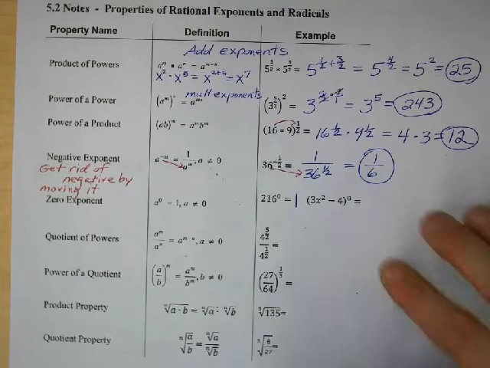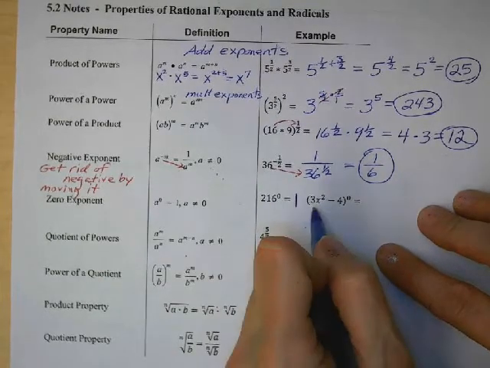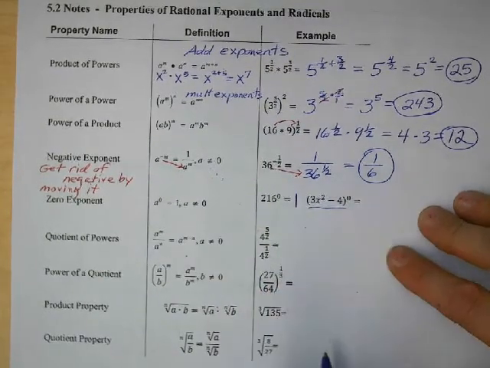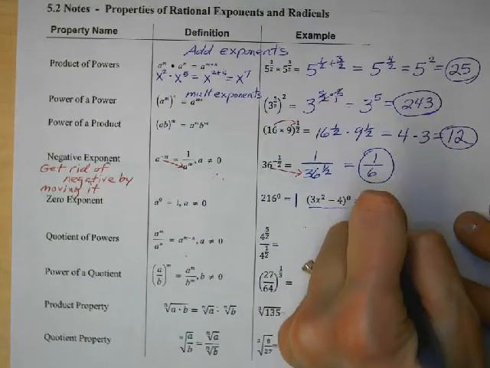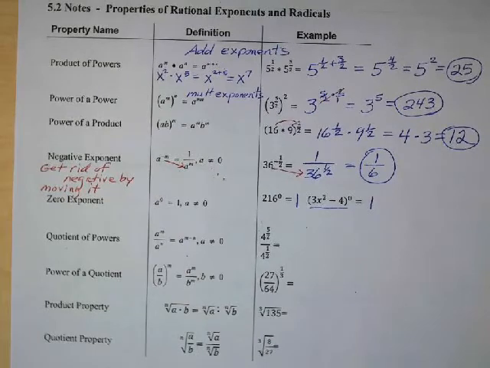So this next one, they're taking all of this to the 0 power. So the answer is 1. You just put 1. That's it. No matter what it is, this whole thing to the 0 power is 1.